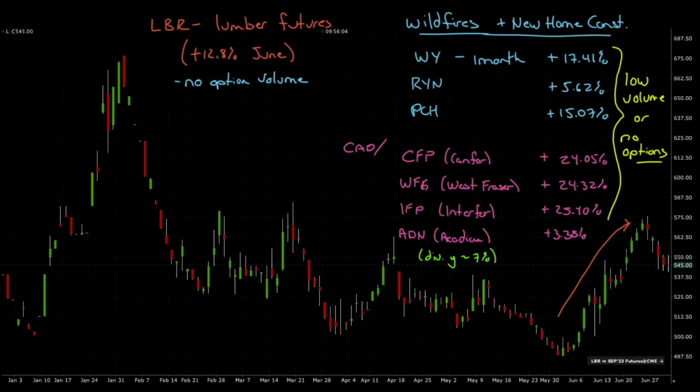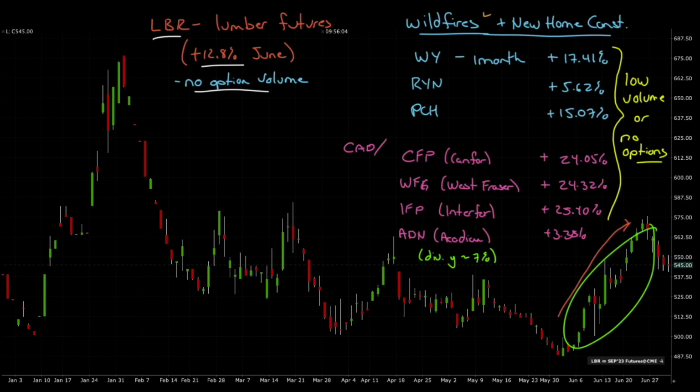Okay, why don't we have a look at lumber futures? Look at what they've been doing in the last little while here. Over the month of June, they are up 12.8%. Sad thing here on the lumber futures, there is no option volume at all. You basically have to play the price. You can't play a strike price.